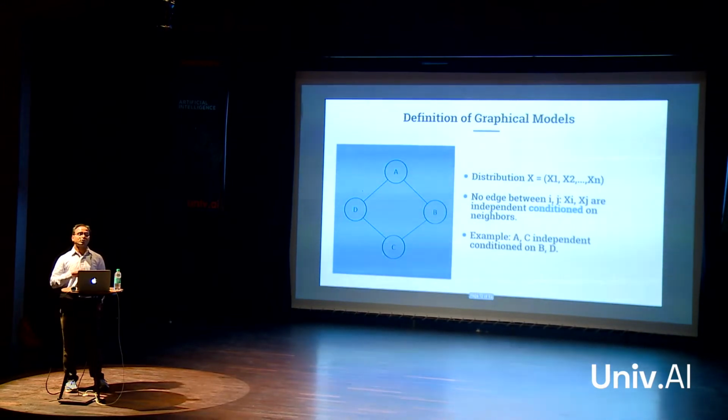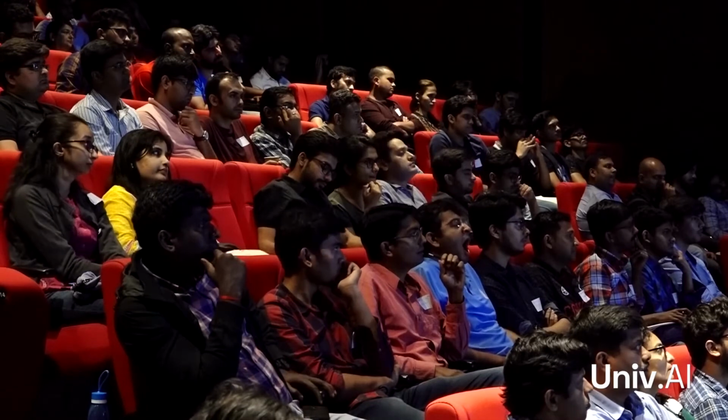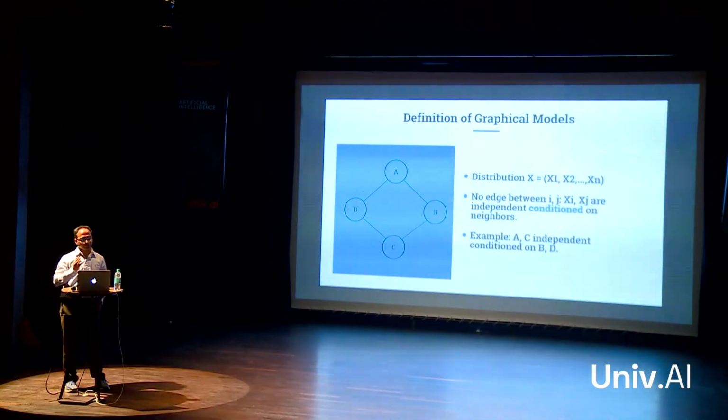And you can have a lot more complicated graphs. It doesn't have to be a simple graph. You can have cycles, you can have large cycles and so on. And here I have a cycle. There are 4 variables A, B, C, D. And if I tell you that this is a dependency graph of a distribution, this means that the variables A and C are independent of each other once I condition on B and D. Okay? So that's the definition of a graphical model.